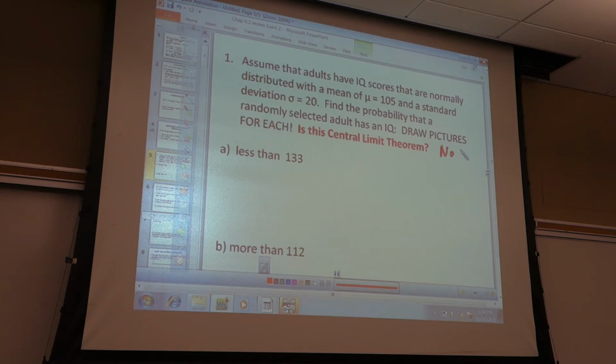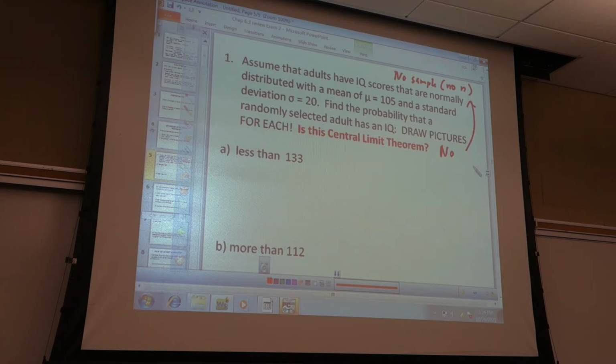Okay, what's one way I know that it's not central limit theorem? It's not asking for a sample or a subset. So there is no sample? Yeah, it's just randomly selected, but they're not saying a sample of. Right. There's no sample size. There's also no n, right? Does that make sense? Great. What's another way I know?